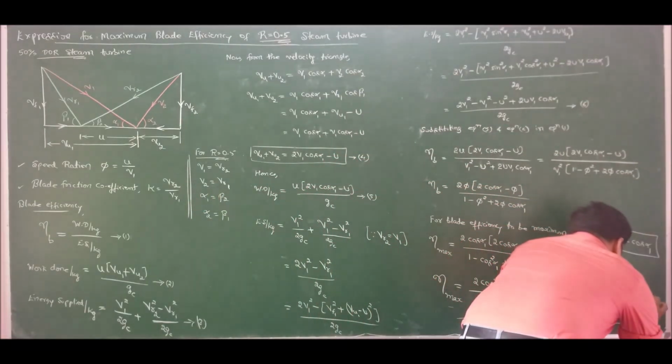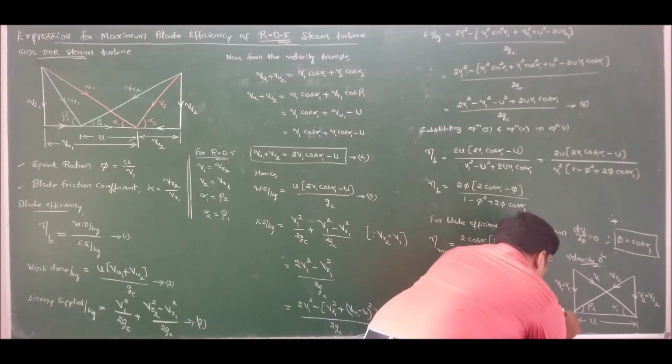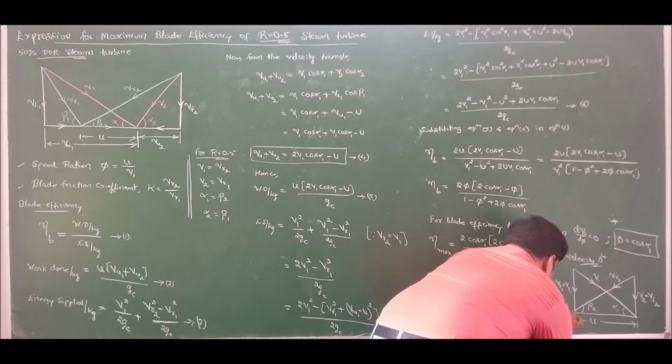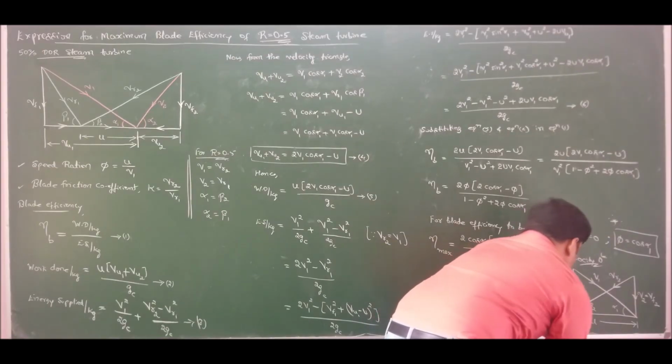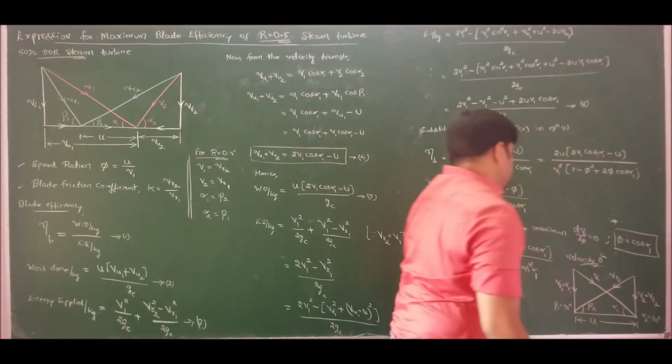VR1 should be equal to V2. So here you will get V2 is equal to VF2. Alpha 1 should be equal to beta 2. Now for maximum blade efficiency with 50% degree of reaction, this is the velocity triangle, and we have beta 1 is equal to 90. Correspondingly, beta 1 is equal to alpha 2. Alpha 2 is equal to 90 degree.